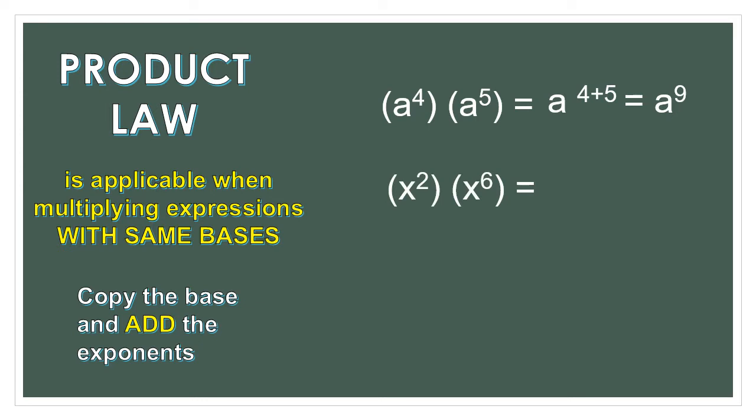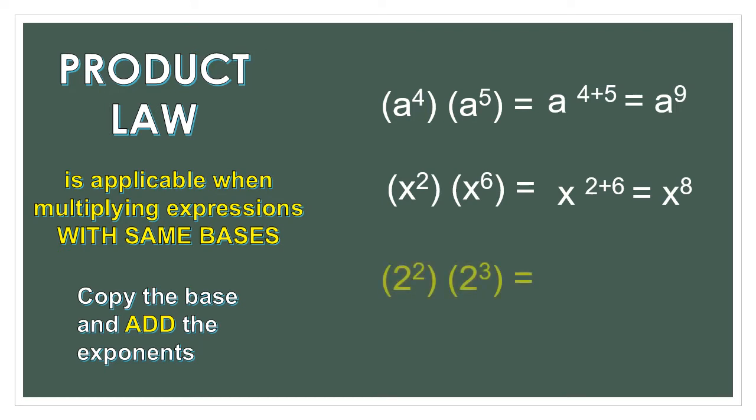Next, we have the quantity x squared times the quantity x to the sixth power. So we are multiplying expressions with the same base. We're going to copy the base and add the exponents. So 2 plus 6, that is 8. So our answer is x to the 8th power.